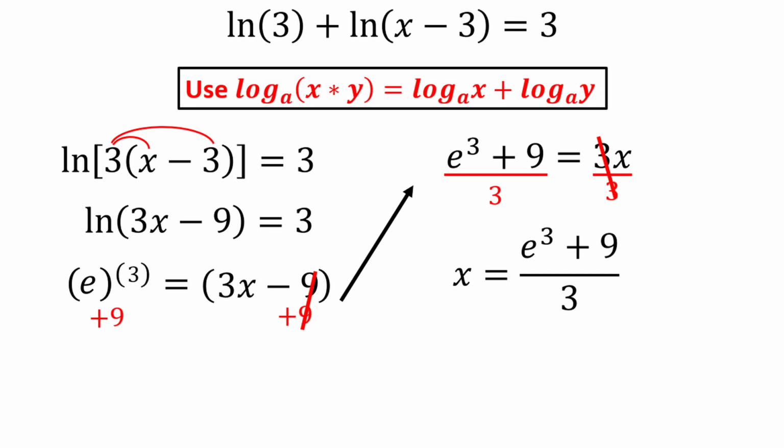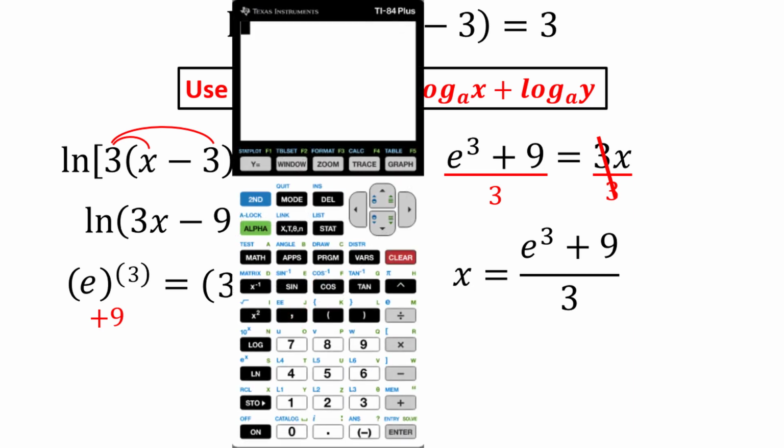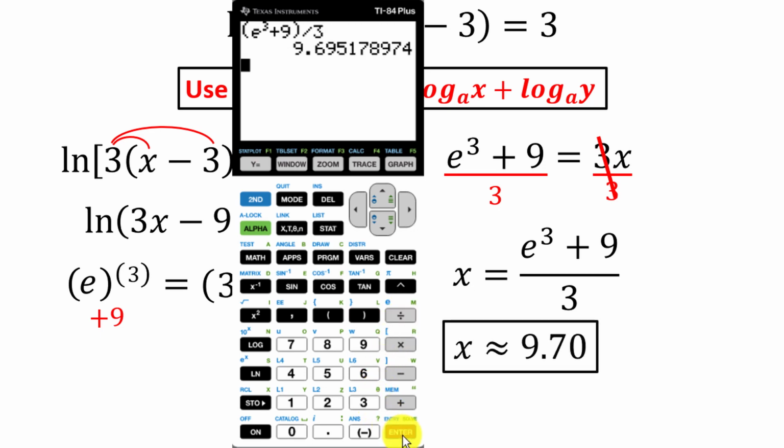This is an acceptable final answer, unless you are asked to find a decimal approximation. If that's the case, then you will need to use a calculator. If I want to type this all in one go, I need parentheses for the numerator. We have open parentheses, e to the third power plus 9, close parentheses, divided by 3, which is equal to about 9.7 if we round to 2 decimal places.